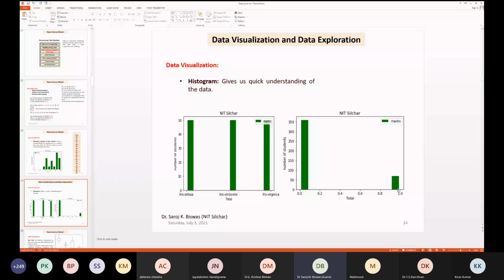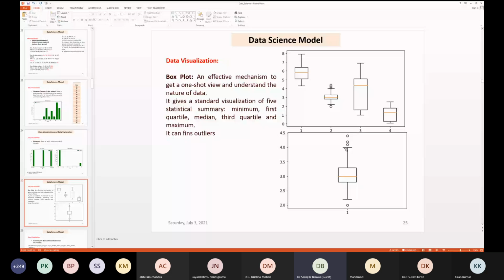Here we have another kind of visualization tool that is called the box plot. What does it do? This is an effective mechanism, I'm just reading it out, to get a one-shot view and understand the nature of the data. So if you make a box plot, then we can understand the nature of the data.